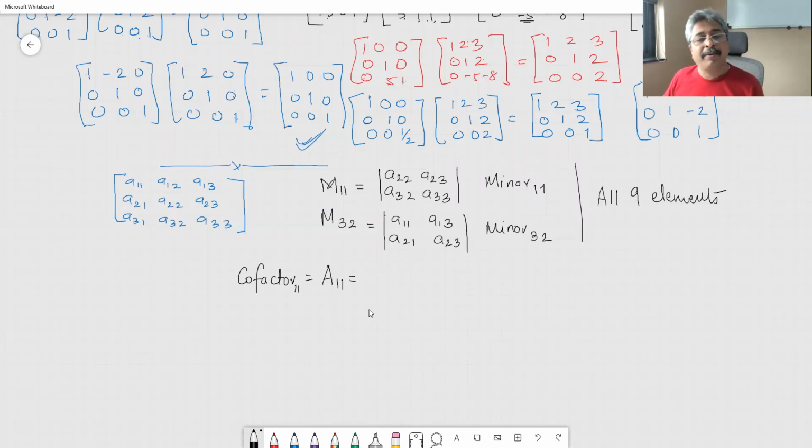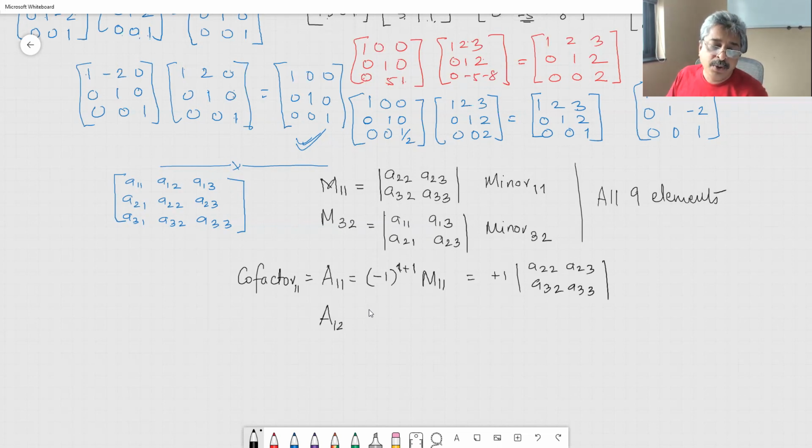The cofactor of 1 1, denoted by capital A11, is minus 1 raised to i plus j, where i is the row and j is the column. So here it is 1 plus 1. That is the sign you give, minus 1 raised to 2, multiplied by M11. That is your cofactor. So eventually it is plus 1 into the determinant of A22, A23, A32, A33. This is your cofactor of A11.